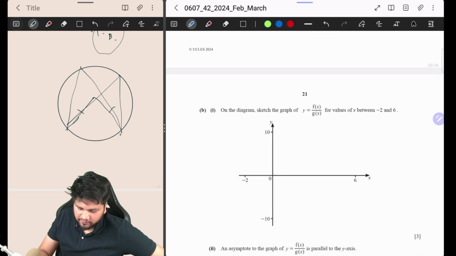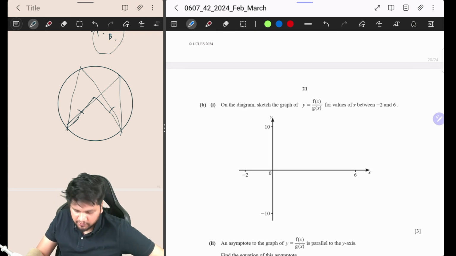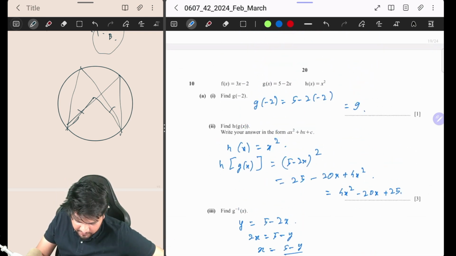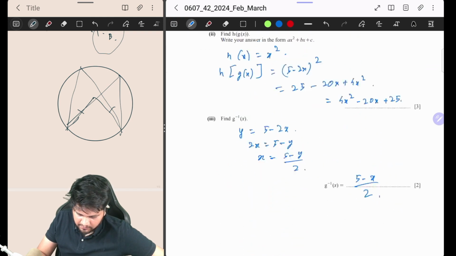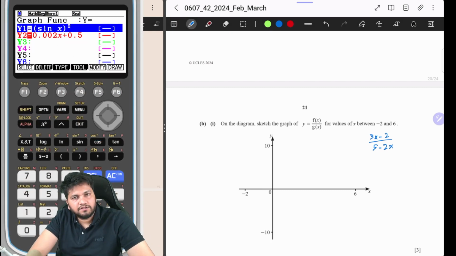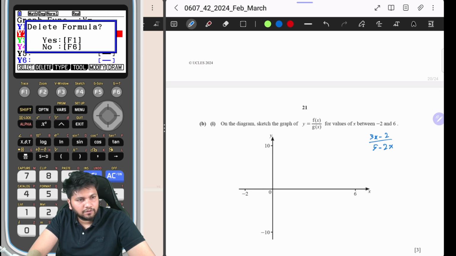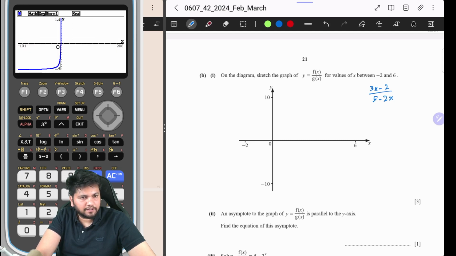On the diagram, sketch the graph of f of x upon g of x for the values of x between minus 2 and 6. You'll have to use GDC for this. f of x upon g of x. f of x is 3x minus 2, g of x is 5 minus 2x. So 3x minus 2 upon 5 minus 2x. Again, we'll have to use GDC for this one. So in GDC, we will plot it. One second, I'll just plot it for you guys. So this is what the graph looks like.